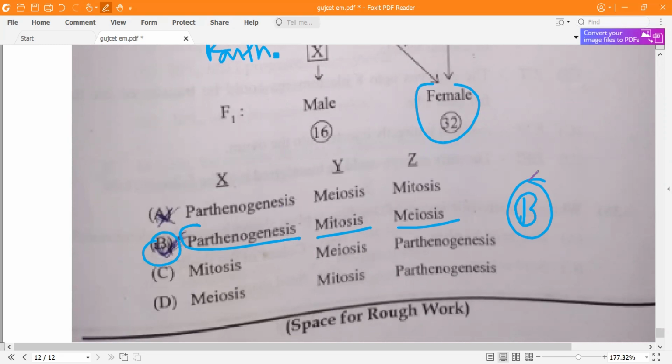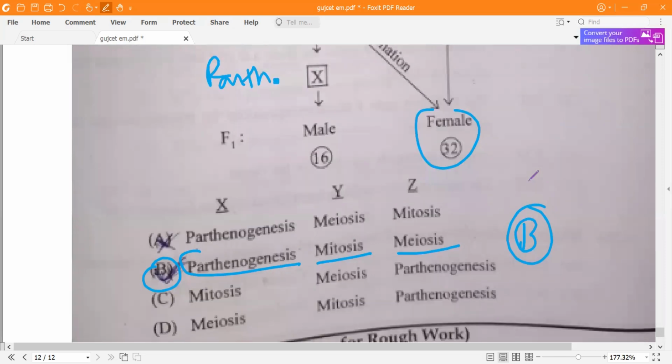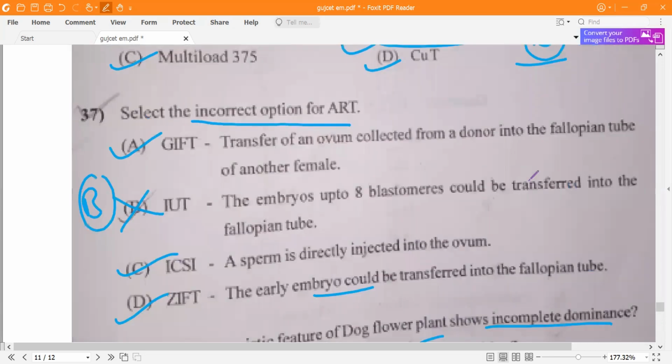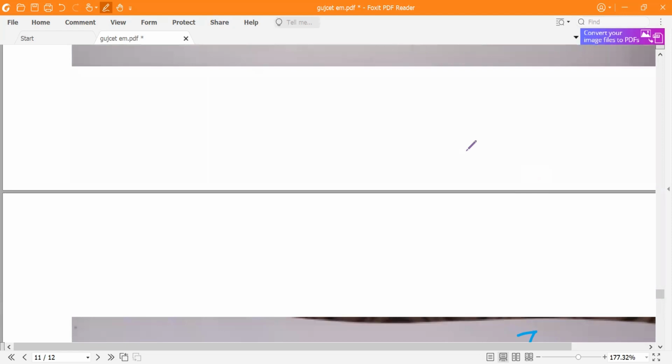So this is how the entire paper was. It was a good paper, not bad. The questions were slightly twisted, or it was an average paper. That is what we can say.